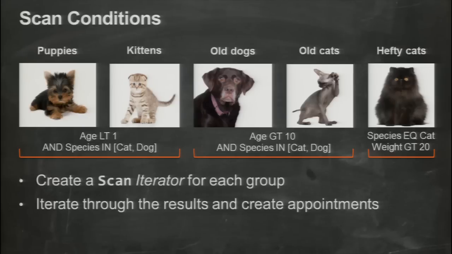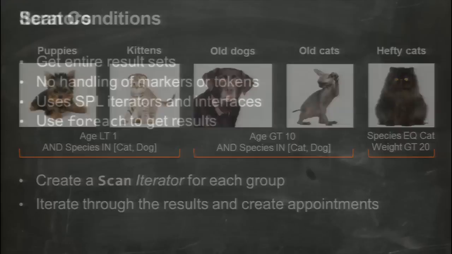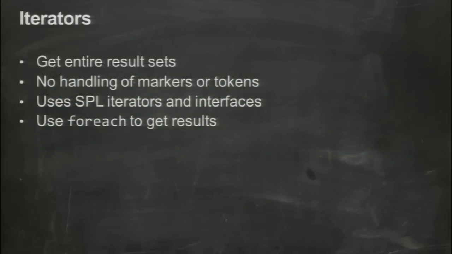So for each of these groupings, we'll create a scan iterator, because we can't use query because we're doing stuff other than the primary key. So we'll create a scan iterator and then iterate over each result and then add a record to the pet appointments table. So I've mentioned iterators a couple of times now, but I think it's important to cover what that means.